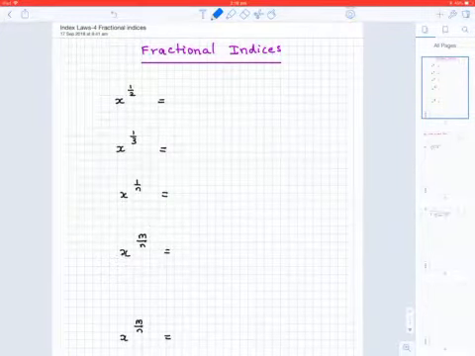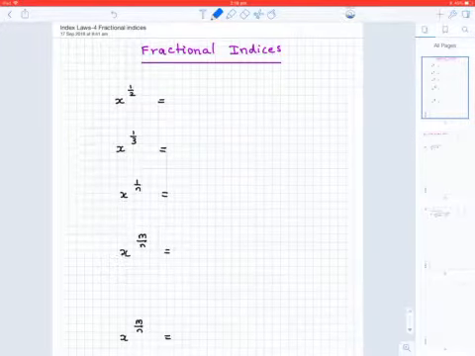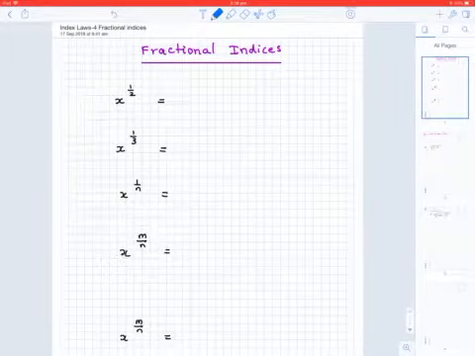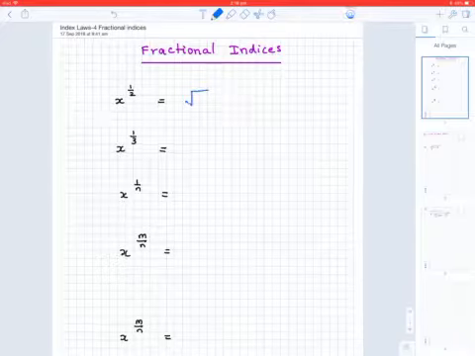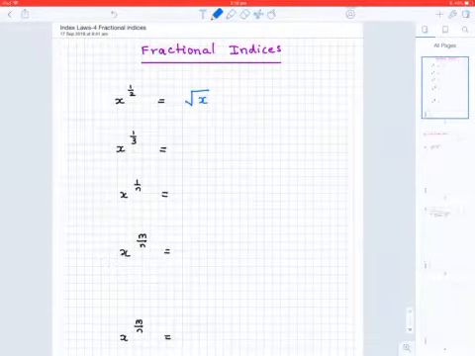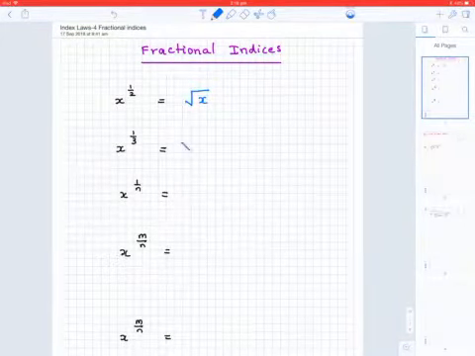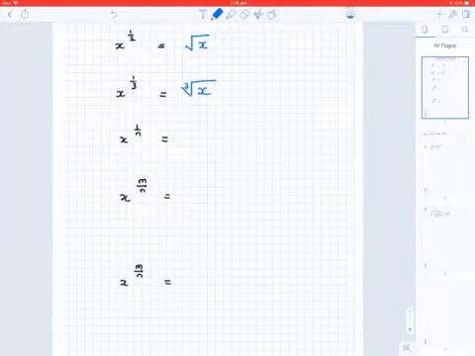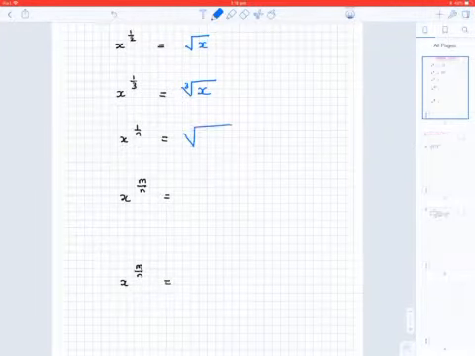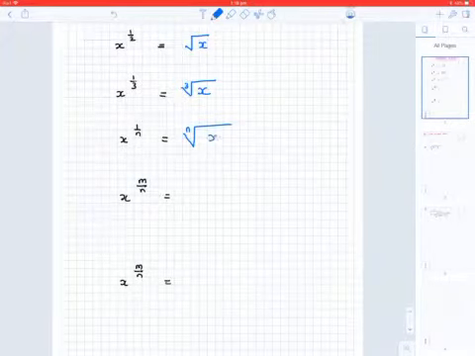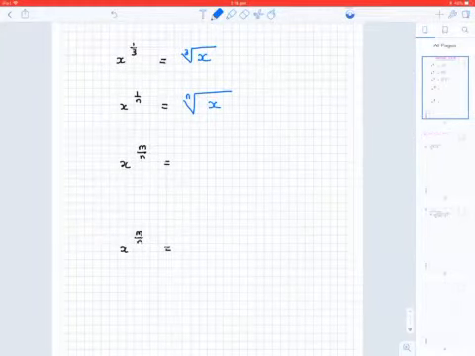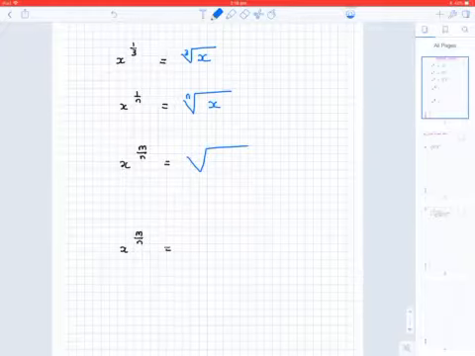Hello and welcome. Today we are going to do a few questions on fractional indices. Before we do that, let's see how we rewrite x power half without index, not in index form. So x power half is square root of x. And then x power third can be written as cube root of x. Then x power 1 over n would be nth root of x.